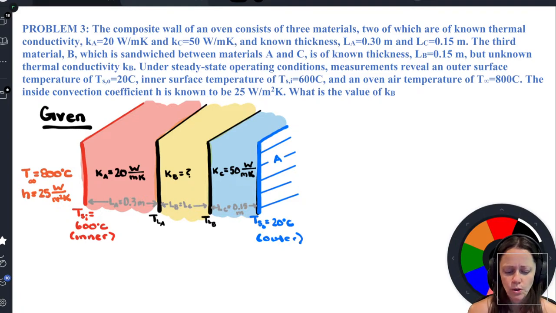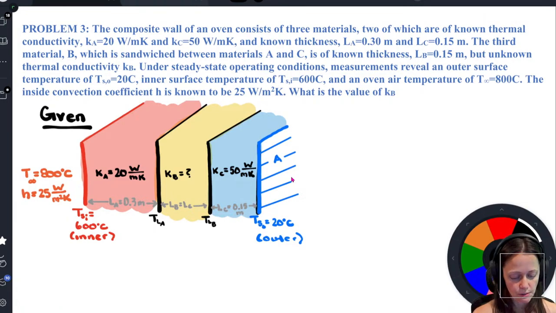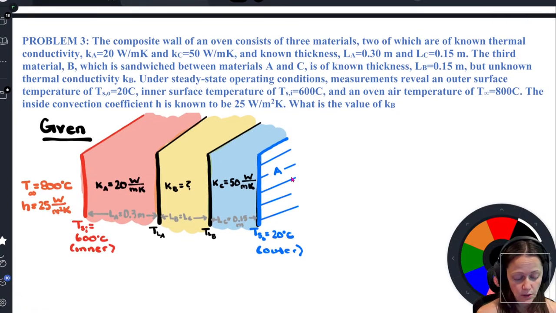So we have a composite wall of an oven. It consists of three materials, two of which are of known thermal conductivity. So the thermal conductivities we know the one in red and we know the one in blue. So I know Ka, which is in red, and Kc, which is in blue. I do not know Kb. I know the thicknesses of each of those components. The length of A is 0.3 meters. The length of B and C, which are the same, are 0.15 meters.